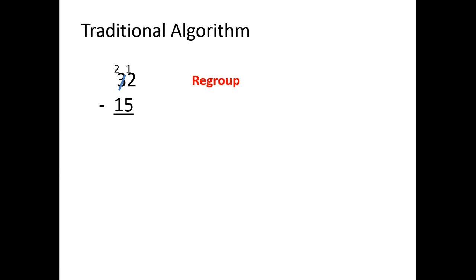And that's probably the way you're used to writing it, with a little 1 up there. Think about what that really means. That means that 1 ten broke up into 10 ones, and now you have 12 ones. If you have 12 ones, you can certainly take away 5 ones from that and get 7. And then if you have 2 tens, you can take away 1 ten from that, and that would leave you with 17.